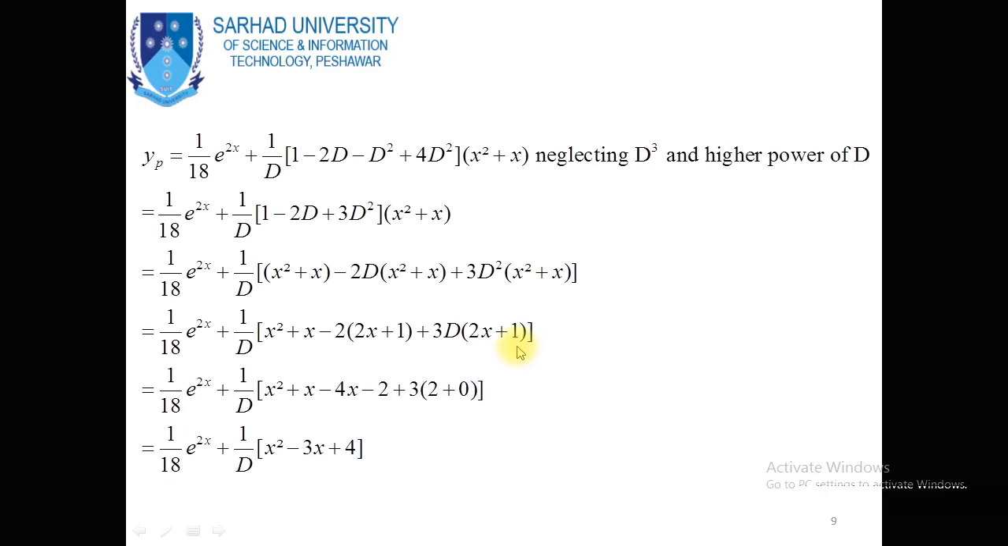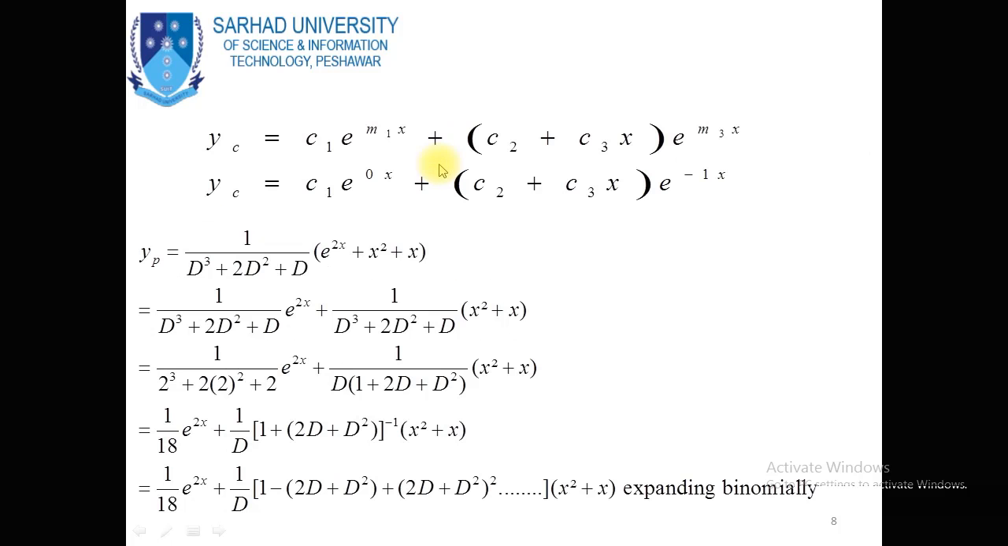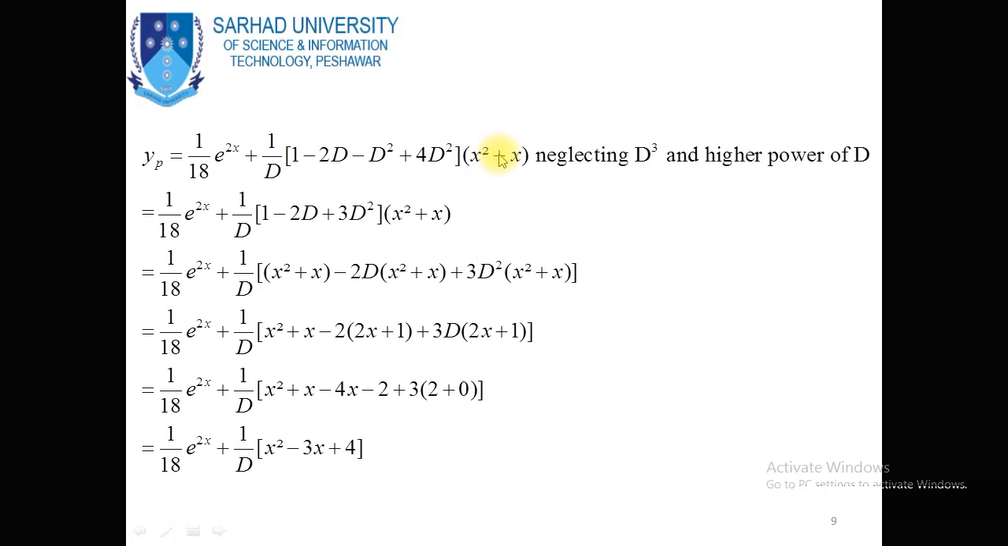So we can take only the a square term, which is 4d square, and you see over here in the coming slide, 1 over 18 e power 2x is the particular part for the exponential, and plus 1 over d into 1 minus 2d minus d square plus 4d square. You see over here minus 2d minus d square plus 4d square into the given polynomial.